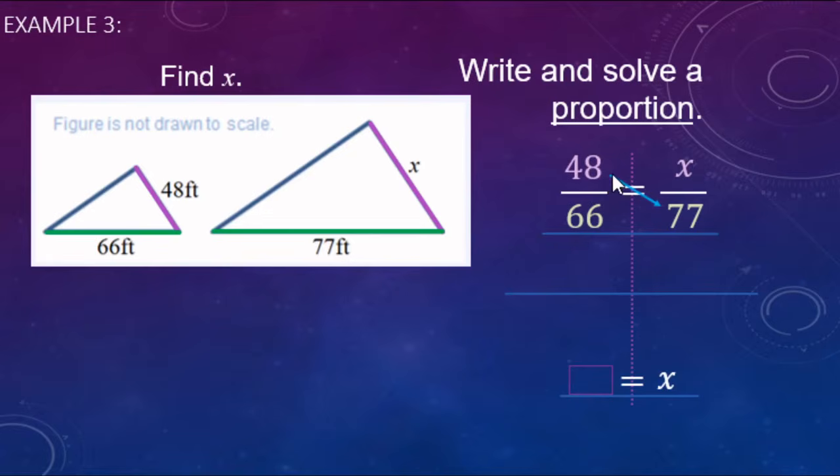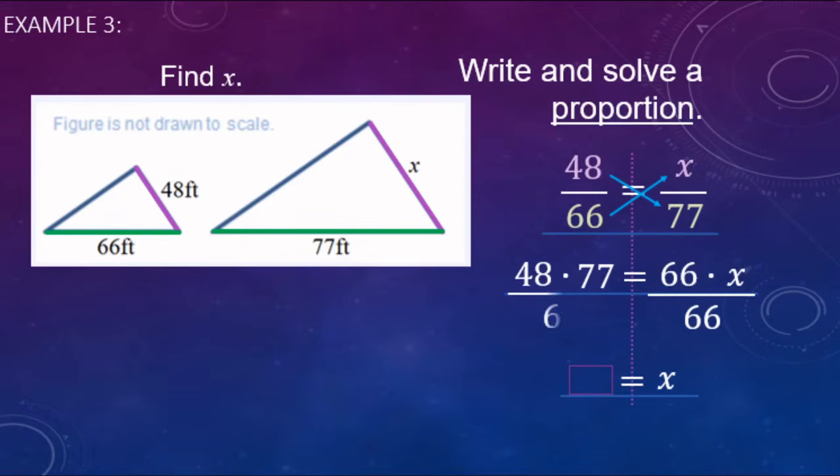So we're going to do 48 times 77, cross multiply there. And then for the other diagonal, 66 times x. So again, we're trying to get x by itself here. We want to undo the times 66 to the x, so we're going to divide by 66, and this goes to both sides. So we already know that 66 over 66 is 1, so 1x is just x.